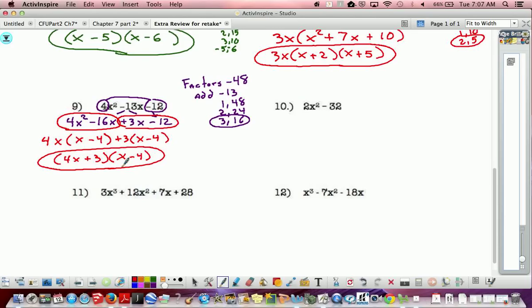And again, I can check it. 4x squared minus 16x plus 3x is that negative 13x. 3 times negative 4 is negative 12.